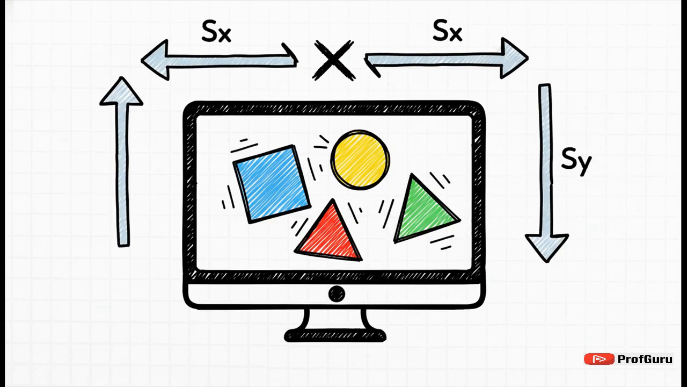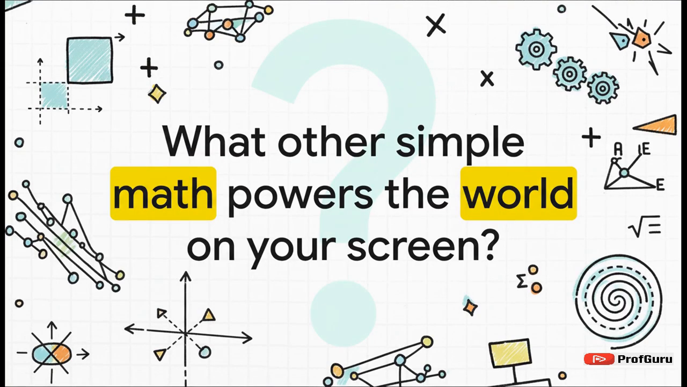The big takeaway here is this. 2D scaling is one of those silent, fundamental pillars of our digital world. So the next time you resize a window or watch a character transform on screen, you'll know the secret. It's all just powered by this simple, elegant bit of multiplication. It's just a perfect example of how really complex, magical-looking visuals can be built on simple, elegant math. Which leaves us with a pretty fascinating question to think about. What other simple mathematical ideas are shaping the digital world on your screen right now?